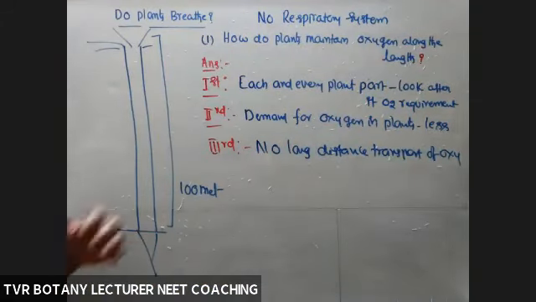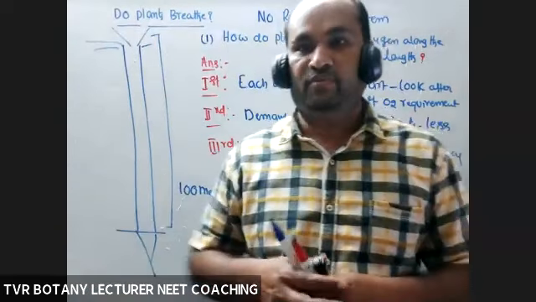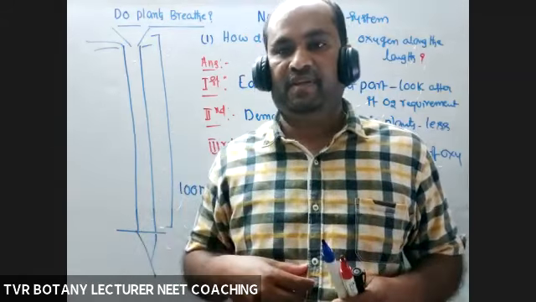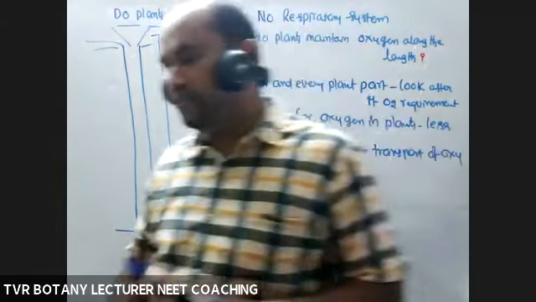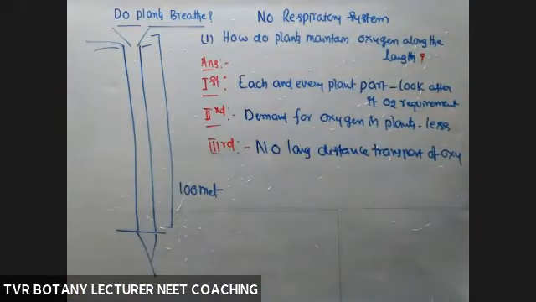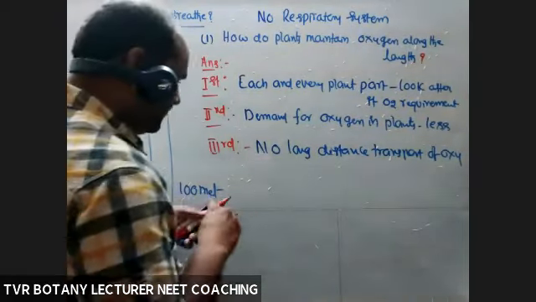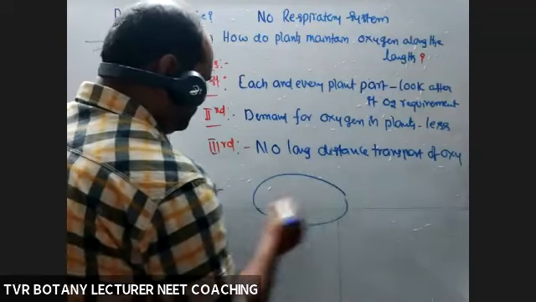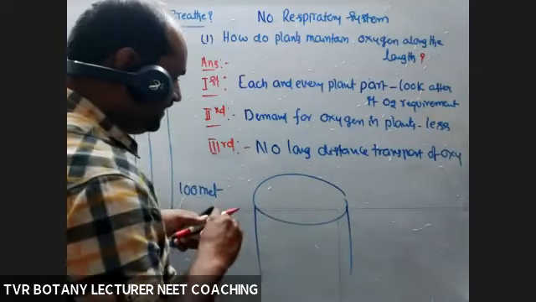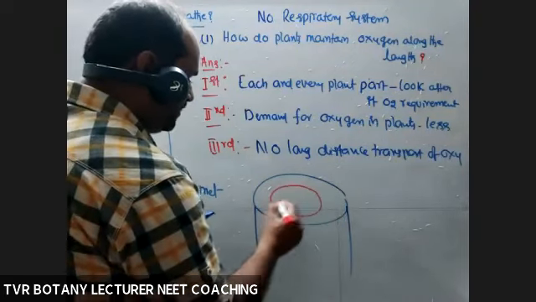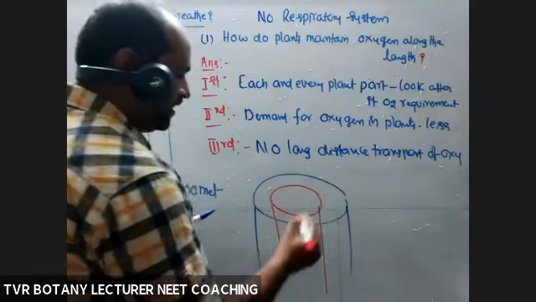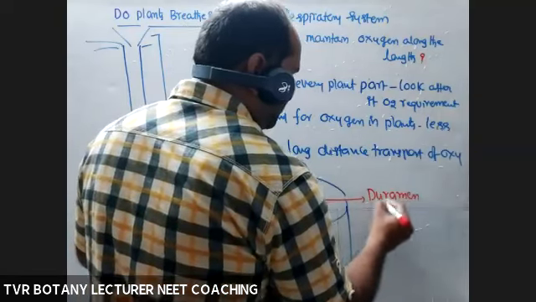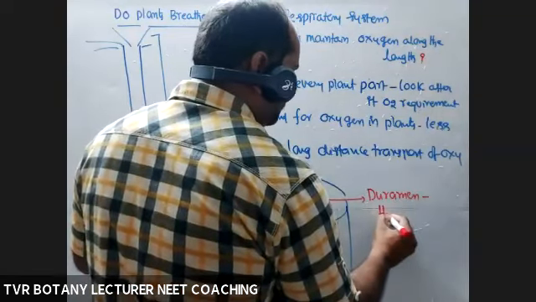So that is acceptable. But what about woody plants? In woody plants, a number of cells are inside. So how is that woody stem able to look after its O2 requirement? If you go back to anatomy, this is the transverse section of a woody stem. The central part: what is the name of the central part? Duramen, or heartwood.